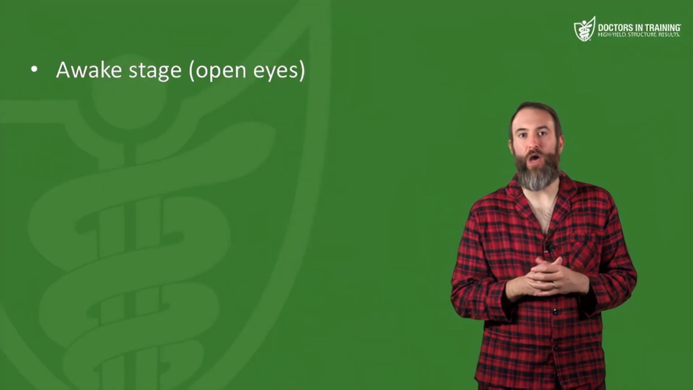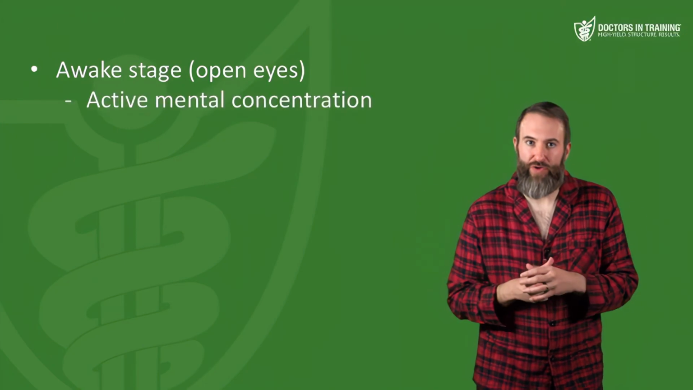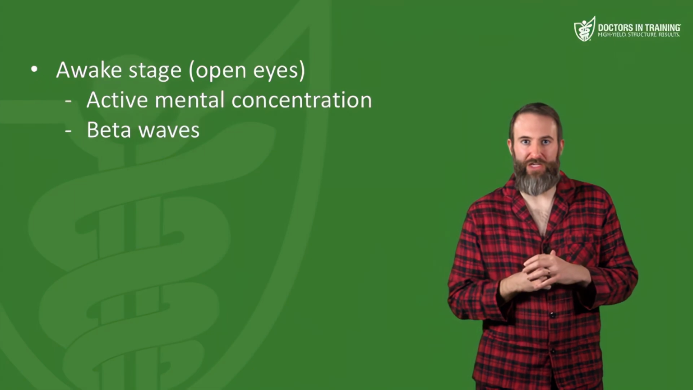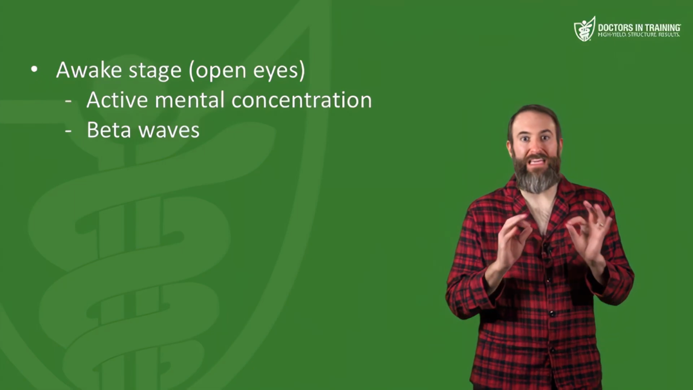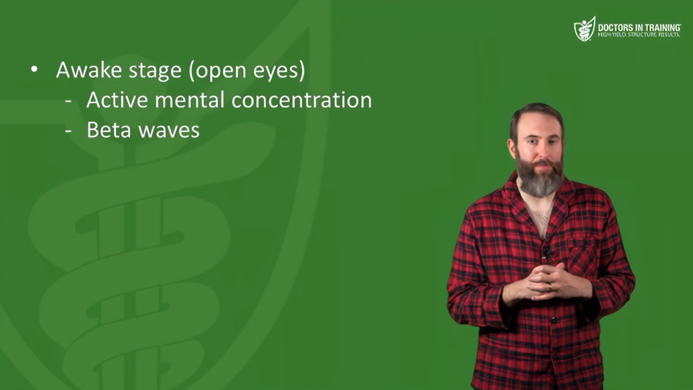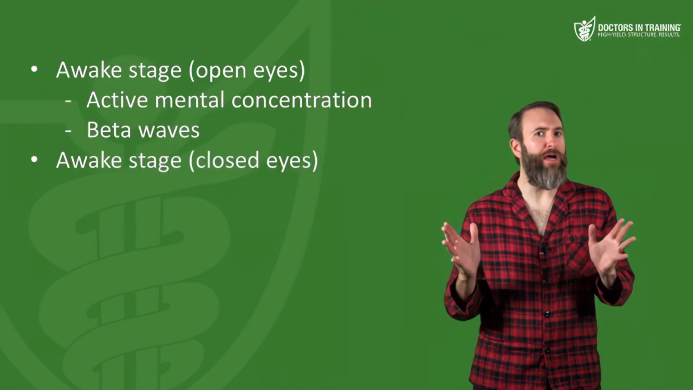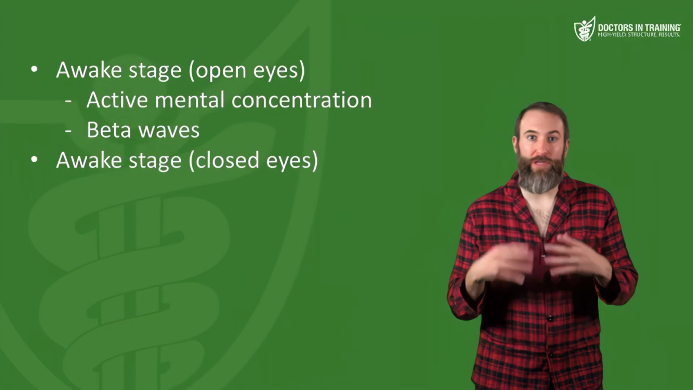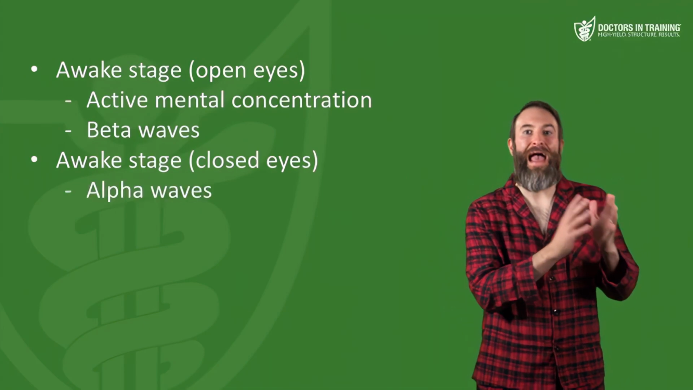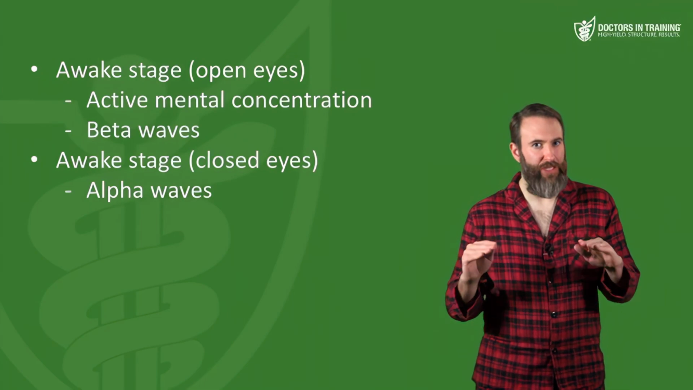So first we have the awake stage. Your eyes are open, you're alert, there is active mental concentration going on. This is characterized by beta waveforms on the EEG. Now remember, you need to know the EEG waveforms and how they correspond to the different stages of sleep. So remember, beta with the awake stage. Now, when you close your eyes and you're maybe meditating or just relaxing, but not sleeping yet, you go from a beta wave to alpha waves. So this is not quite stage 1 sleep yet. You're just kind of chilling out.